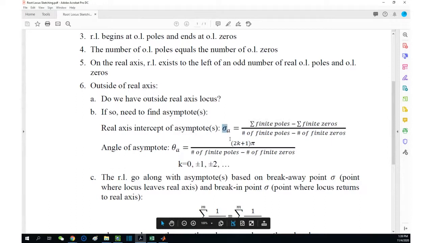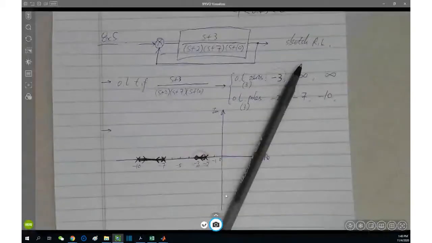sigma sub A here? Sigma sub A, which is the intersection point between the asymptote and the real axis. First of all, we can expect that it's definitely a real number. But be very careful, it's not necessarily between anywhere. Does this make sense?